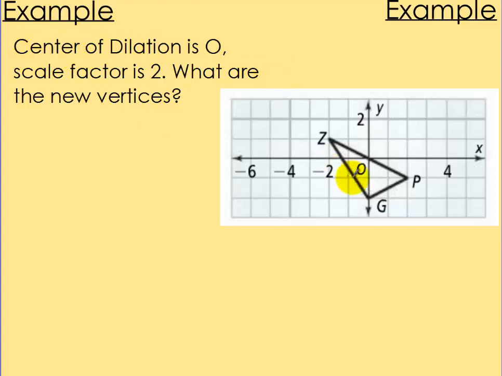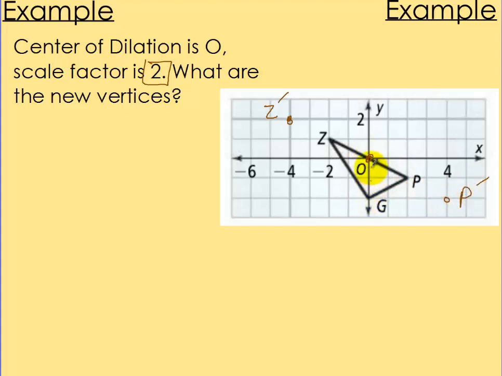Alright, our center of dilation is at the origin, O. Scale factor is 2. What are the new vertices? So we got Z, G, and P right here. If my scale factor is 2, these are all going to double in size. So this side here, ZP, is going to double. Half that length is about this length, so that should go out to about here, and that's going to be our Z prime. P, following that same slope, we're going to have another one. P should be right here, and this will be P prime.